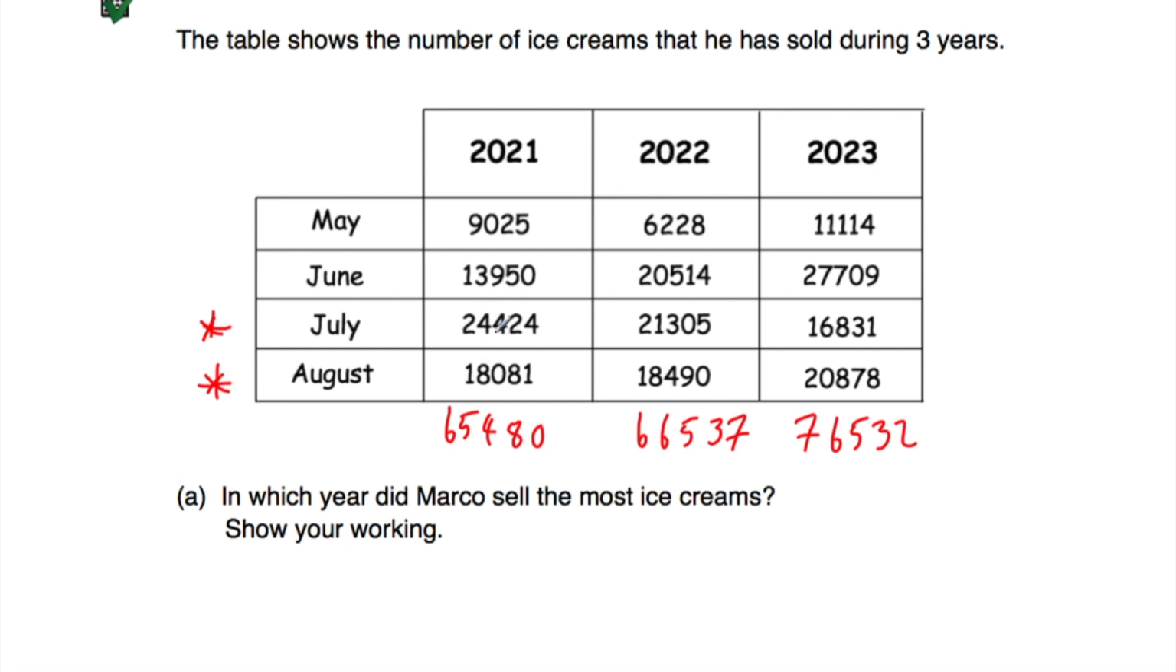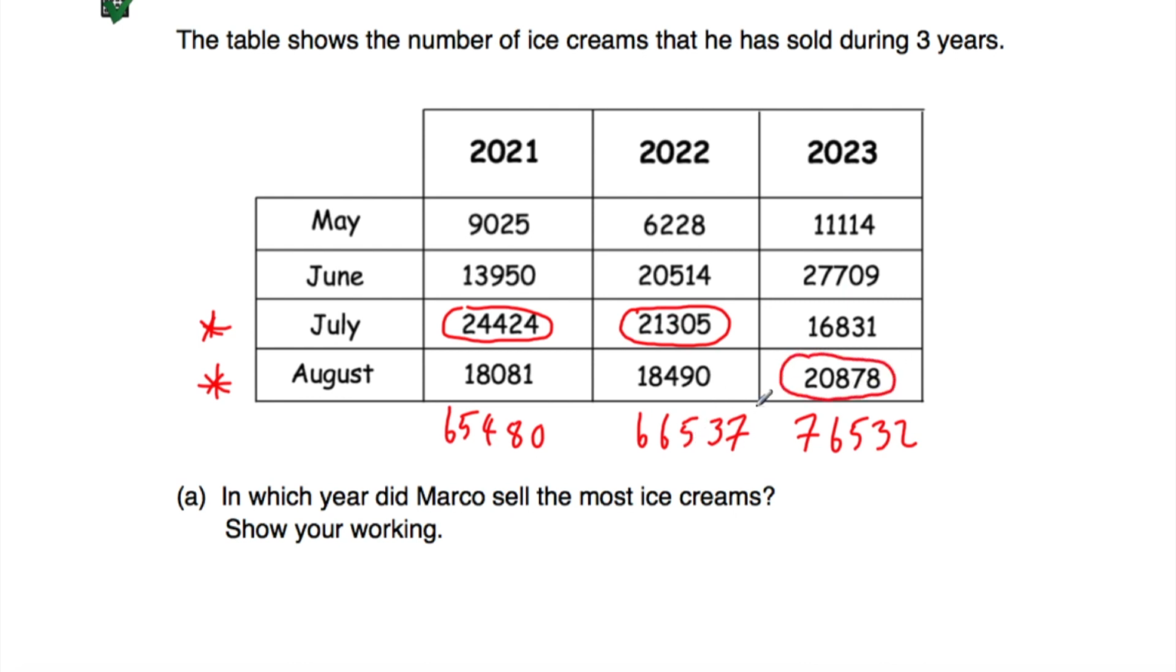So in 2021, did he sell more in July or August? Well, actually he sold more in this July than he did in the August. So he sold more in July here than August. In 2022, did he sell more in July or August? Well, as you can see here, he sold more in July than he did in August. And then finally, in 2023, he did sell more in August than July.